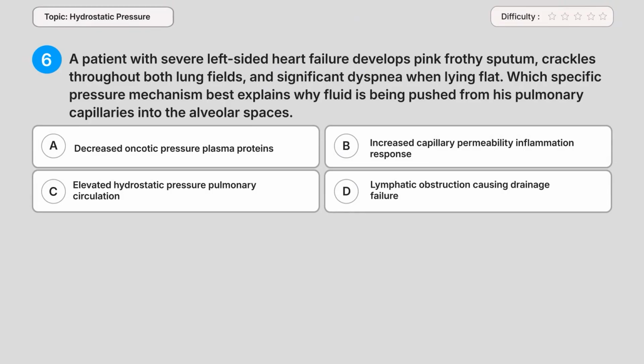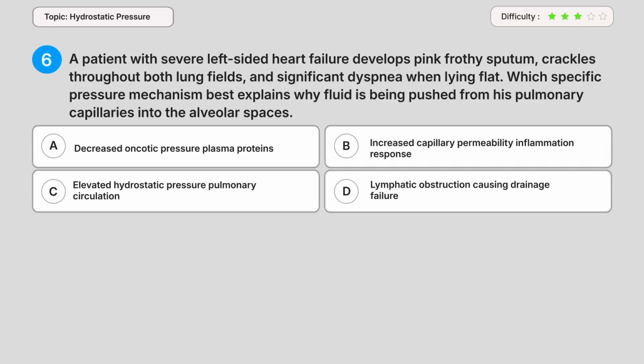Question 6. A patient with severe left-sided heart failure develops pink, frothy sputum, crackles throughout both lung fields, and significant dyspnea when lying flat. Which specific pressure mechanism best explains why fluid is being pushed from his pulmonary capillaries into the alveolar spaces?